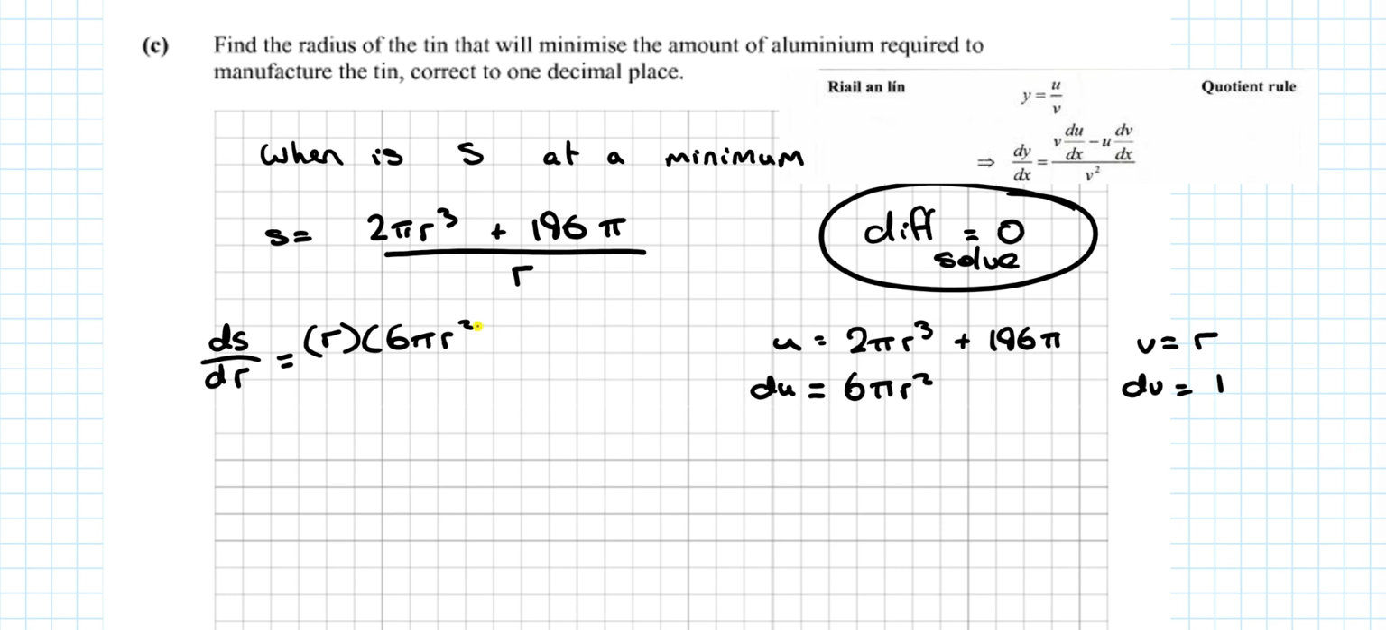And there's the quotient rule there. I just went and copied it down. Minus u, which is 2 pi r cubed plus 196 pi, all over v squared, so that's r squared. Okay, start to multiply this out.